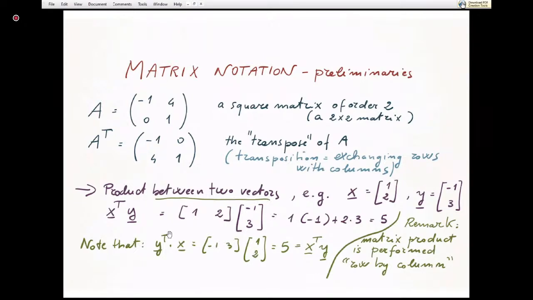Of course, the product between 2 vectors is a commutative operation. It has a commutative property, because if I compute the product between Y and X, which is Y transpose times X, I write minus 1, 3 times 1, 2, which is again 5, okay? Because it is the sum of the same terms.